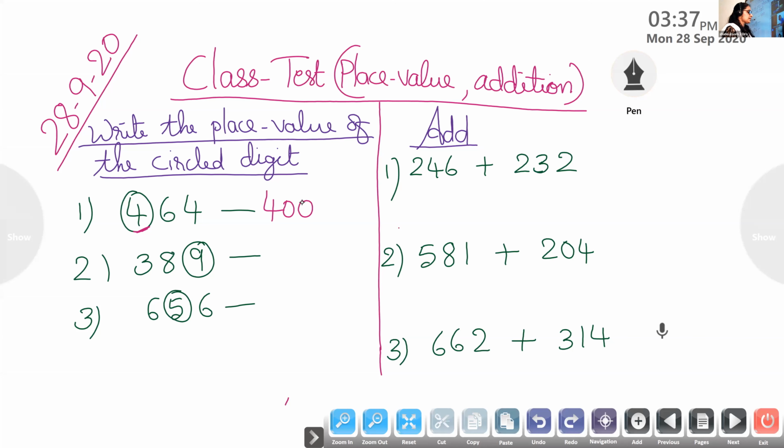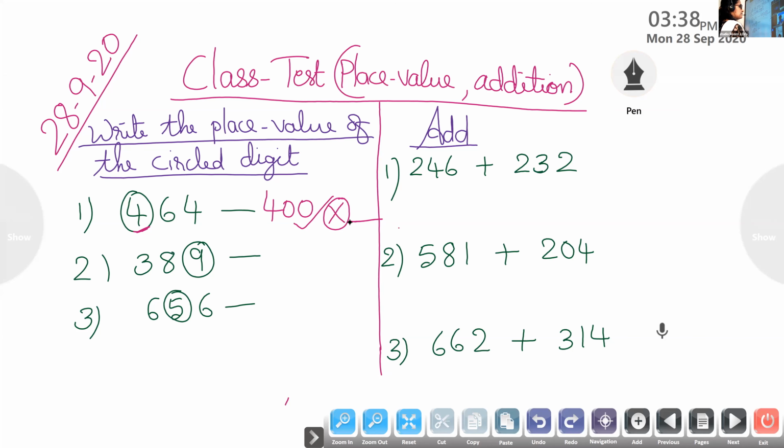Now do one thing, children. Take the pencil in your hand, all of you. Then, if the answer is correct, put a tick mark near your answer. And if the answer is wrong, put a cross mark and write the correct answer near to the cross mark. Done? If the answer is correct, just put a tick mark. That's enough. If it is wrong, put a cross and write the correct answer near to it. Done? Okay. Now question number two.